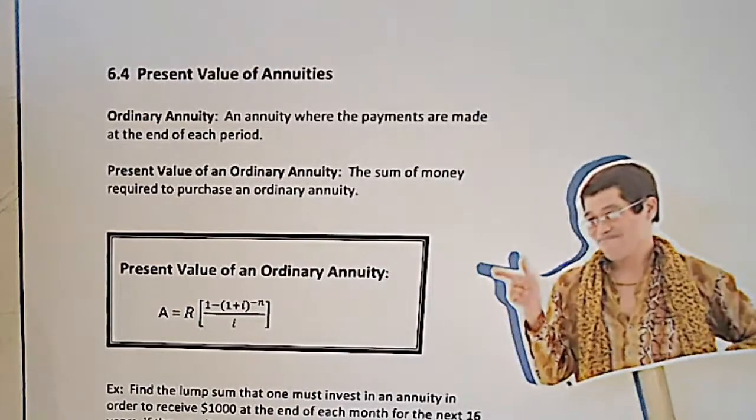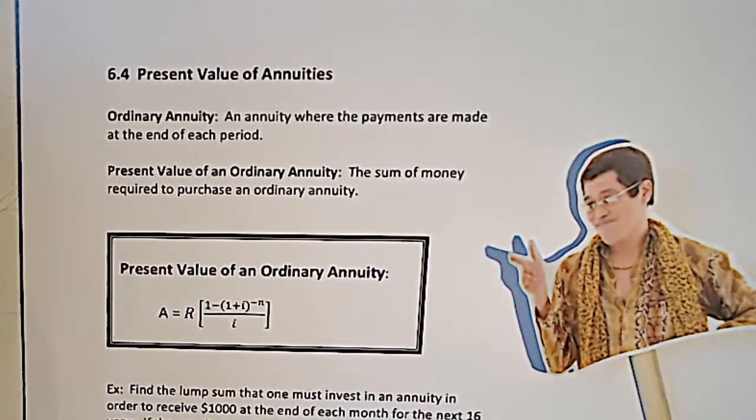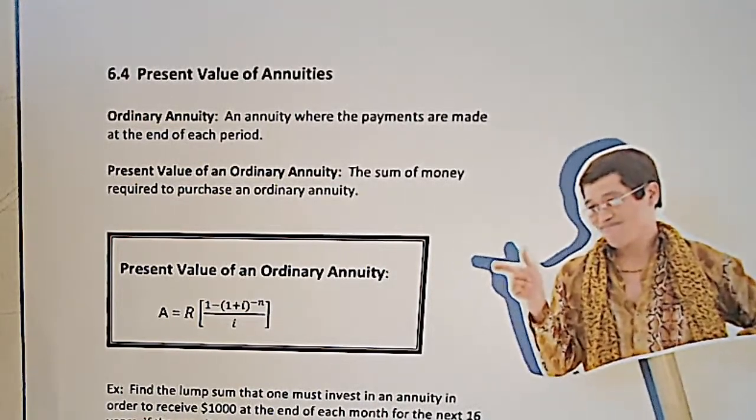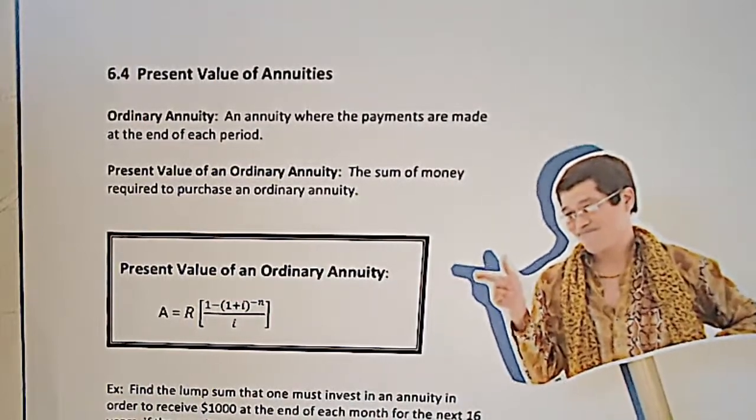And I have a new puppet. This is Math 75, and this is mathematical analysis for business. It's section 6.4, which is the present value of annuities. I can't remember his name, but it's the pen pineapple guy. And we're having a party.